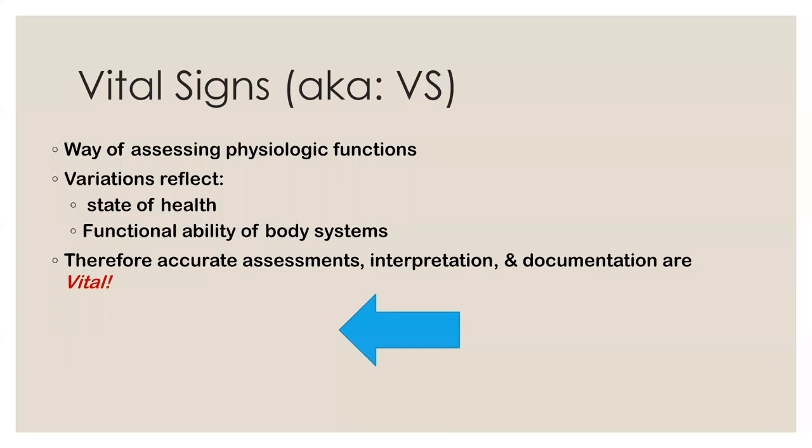All right, so vital signs, also known as VS for shorthand. What are vital signs? Vital signs are a way of assessing physiologic functions of the body. It's important that you know that assessing a client's vital signs is one of the most frequent assessments that you will do as a nurse. It is used to reflect a trend. We're always looking for a pattern when we're assessing vital signs. So it's used to reflect a trend in the patient's state of health, and that's how we identify disorders. It also reflects the functional ability of the body systems. How are they reacting to the patient's health status?